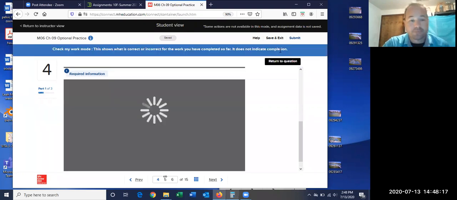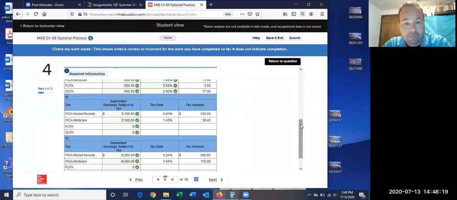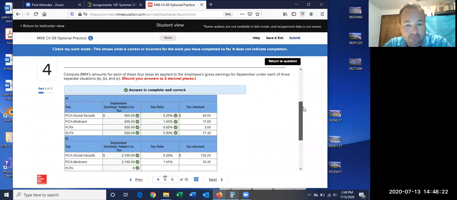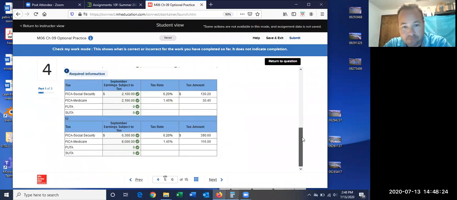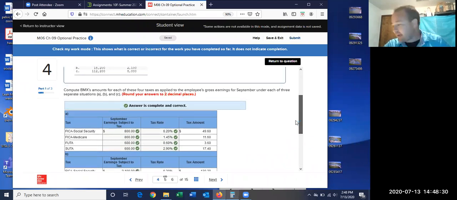So we can check the work. Okay, looks good. Now, for parts 5 and 6, they're going to ask us about employee A. So I'm just going to get a sheet of paper here, and off to the side, I'm going to write down these amounts so I don't have to recalculate them. Social Security $49.60, Medicare $11.60, FUTA $3.60, and SUTA $17.40.